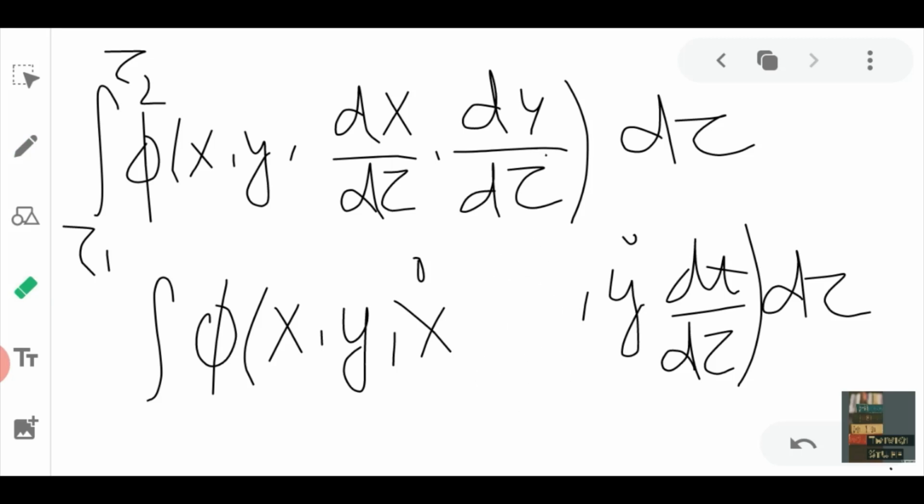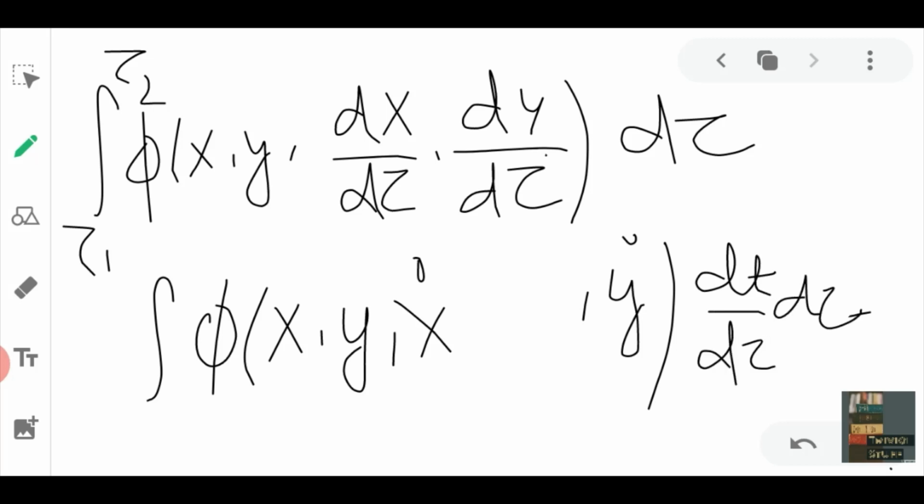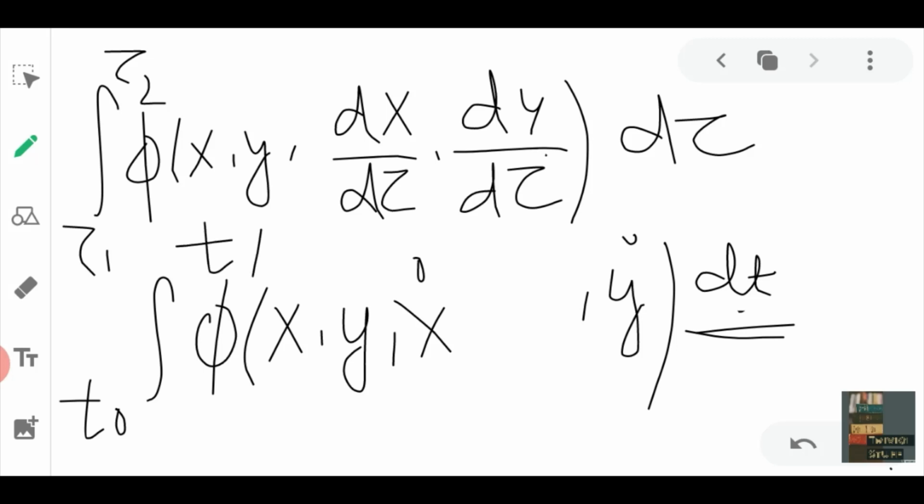So let's get this dt over d tau outside the bracket. What we get is dt over d tau and the d tau. So d tau and d tau cancel out, and what we get is a dt. You can see the limit will also be the same, because the integration is now with respect to t. So the limit goes from t0 to t1. This proves the argument we made earlier.